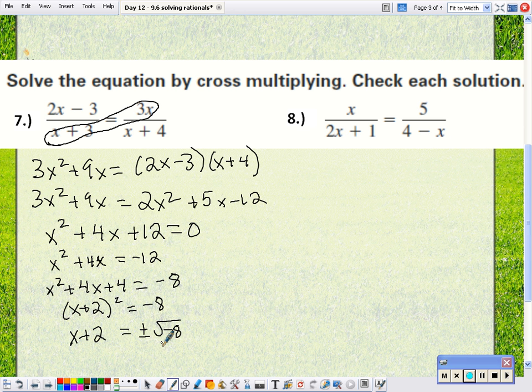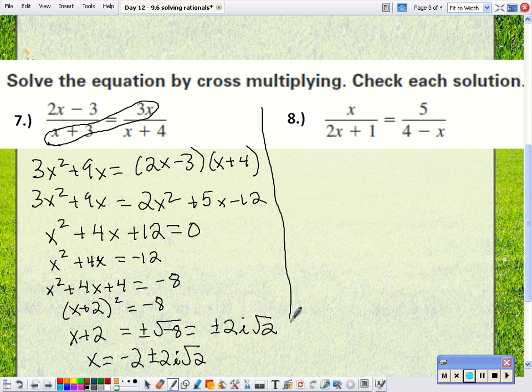negative 8, which you all should know is plus or minus 2i root 2. And we subtract 2 from both sides, and we get negative 2 plus or minus 2i root 2. That's an awesome answer. And obviously, it's not negative 3, which would make this 0, or negative 4, which would make this 0. Right, so you start number 8.